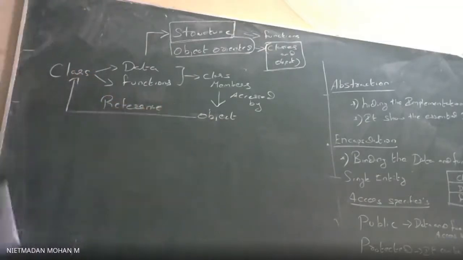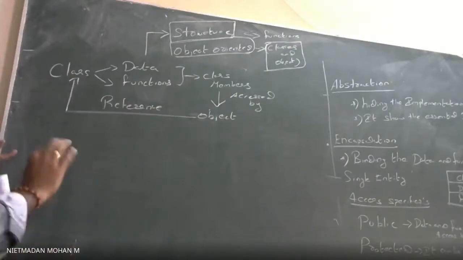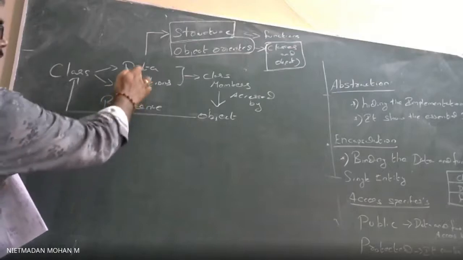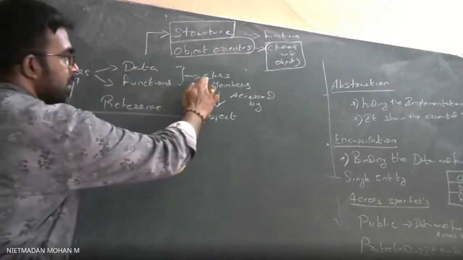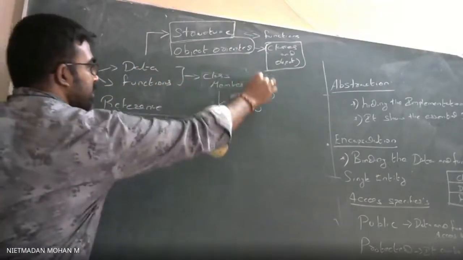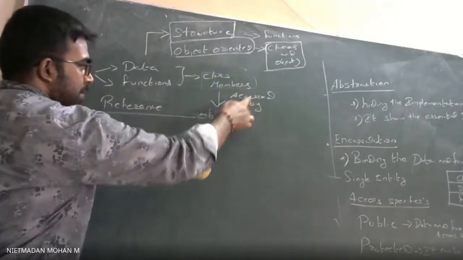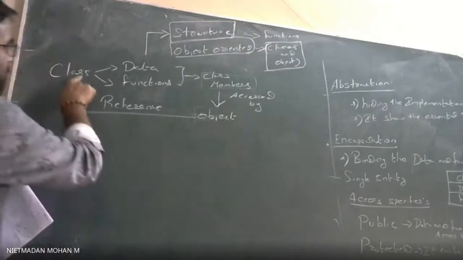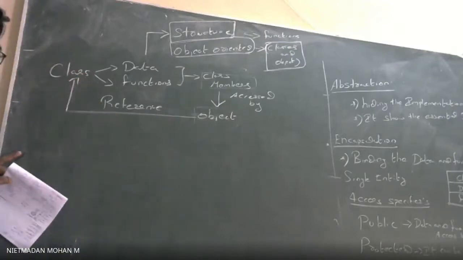Now you can easily understand that the class consists of data and function. Data and function are known as the class members. This class member can be accessed by an object. What is meant by object? It is a reference of a particular class. Right?